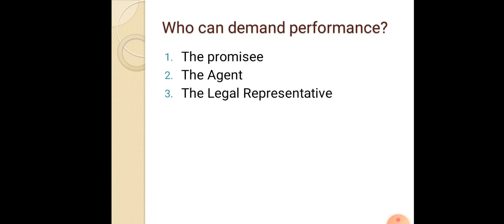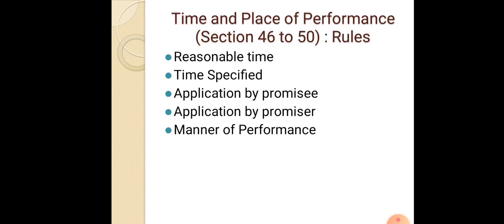We have seen who can demand the performance. So the promisee, the agent and the legal representative, all these persons can demand performance. We have also seen time and place of performance, Sections 46 to 50. There are rules of performance. So reasonable time should be given, and that time should be specified, and the promisee and the promisor can make an application for specific performance, and the manner of performance also needs to be provided.